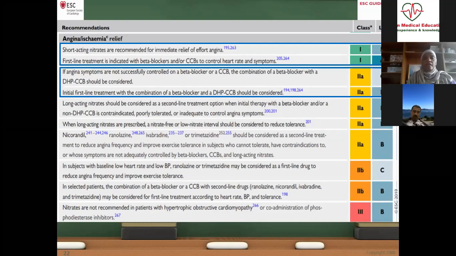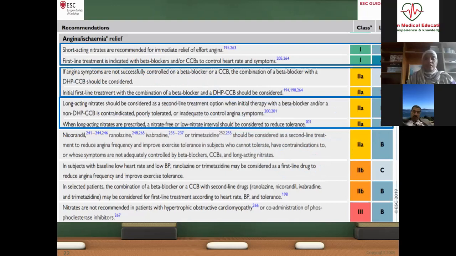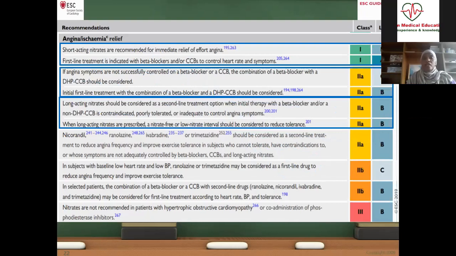Okay, and next. So long acting, maybe I've mentioned that it's class 2A, now to add long acting nitrate as a second line treatment. If the initial therapy with beta blocker and optimization is not controlling the symptoms of the patient, or the patient is poorly tolerating the medication, then you could add the long-acting nitrate. Next.